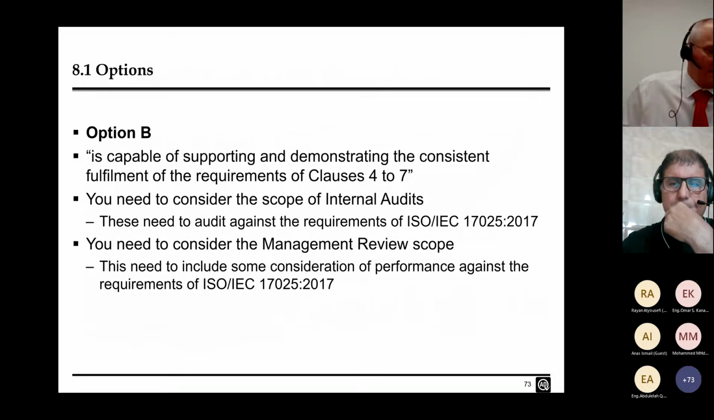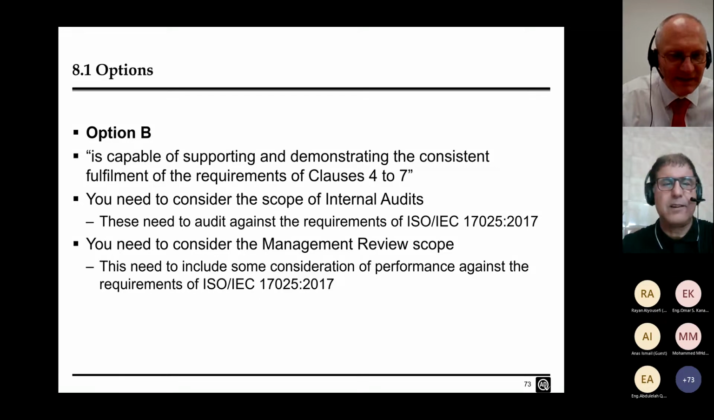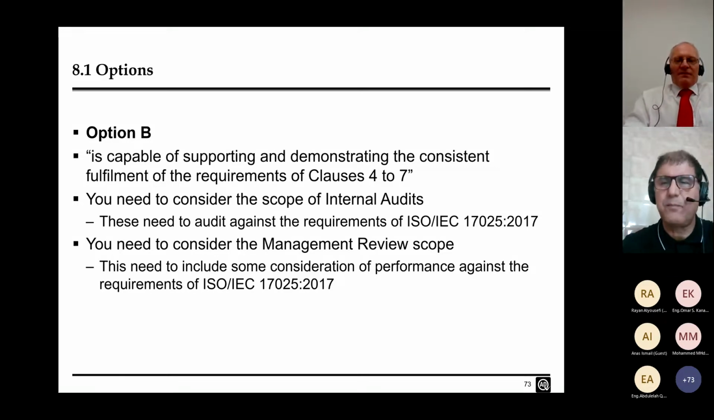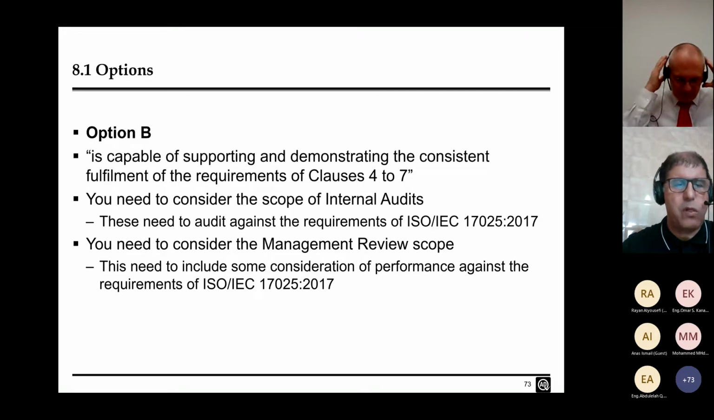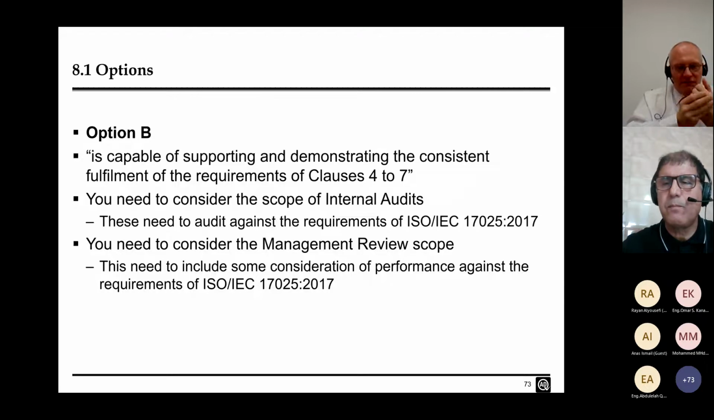Right. Okay. So hopefully you can hear and see me again. Option B relies on your 9001 certification, but you have to make sure that you are appropriately dealing with the requirements of clauses 4 to 7, the technical requirements of 17025. So you need to look at your internal audits and your management review to make sure that that's happening.